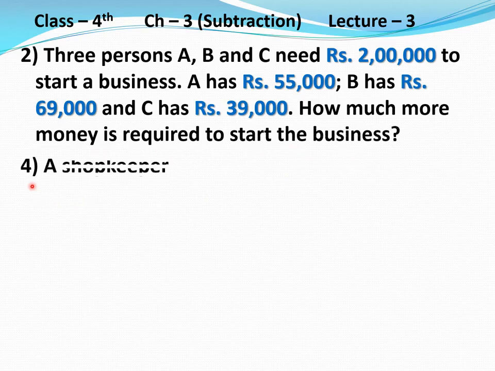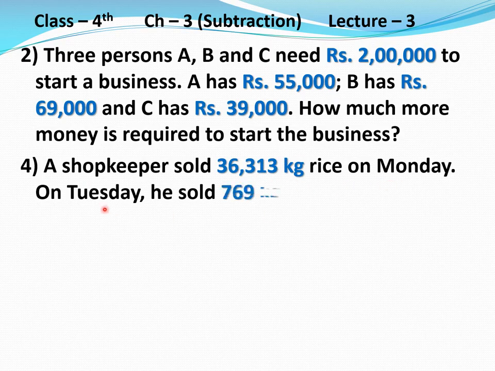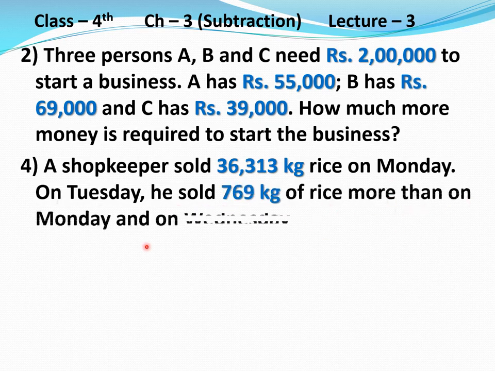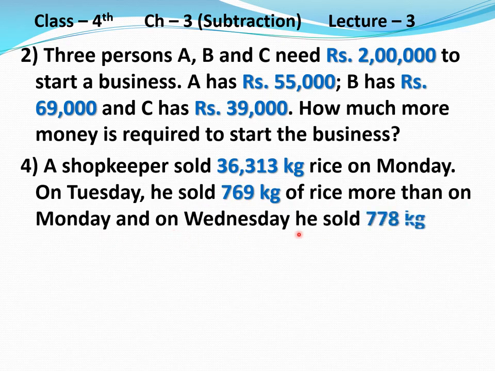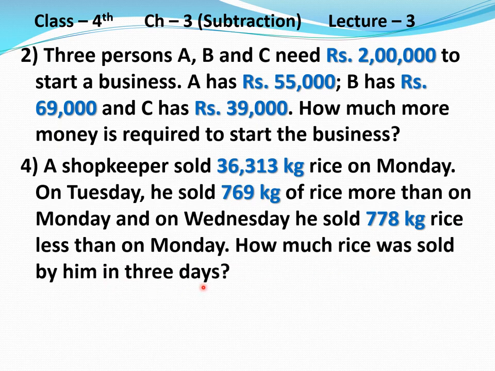Now, question 4. A shopkeeper sold 36,313 kilogram rice on Monday. On Tuesday, he sold 769 kilogram of rice more than on Monday. And on Wednesday, he sold 778 kilogram rice less than on Monday. How much rice was sold by him in 3 days? Clear?